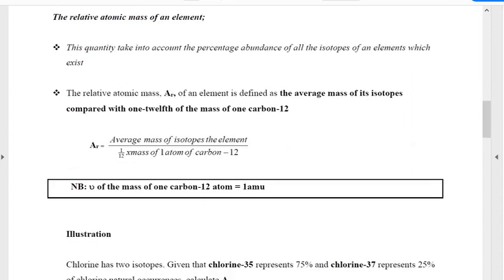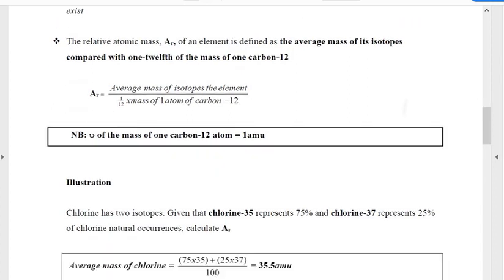So this relative atomic mass, Ar, being the symbol for relative atomic mass, you'll find that to be able to calculate it, we are given a formula here. Relative atomic mass of an element is defined as average mass of its isotopes compared with 1/12 of the mass of one carbon-12 atom. Right, so we're going to bring in an issue of average mass of the isotopes of an element, which is key.